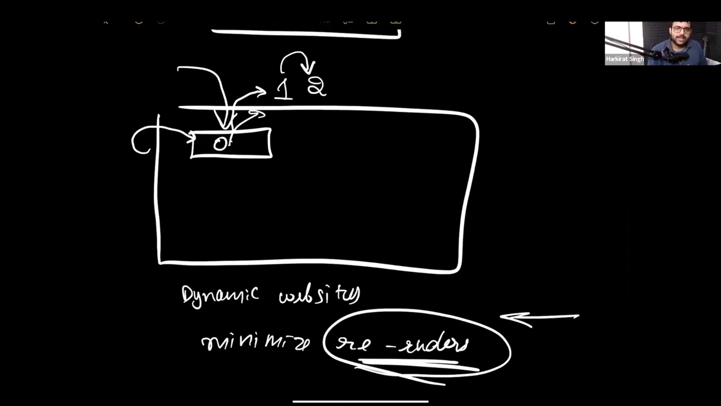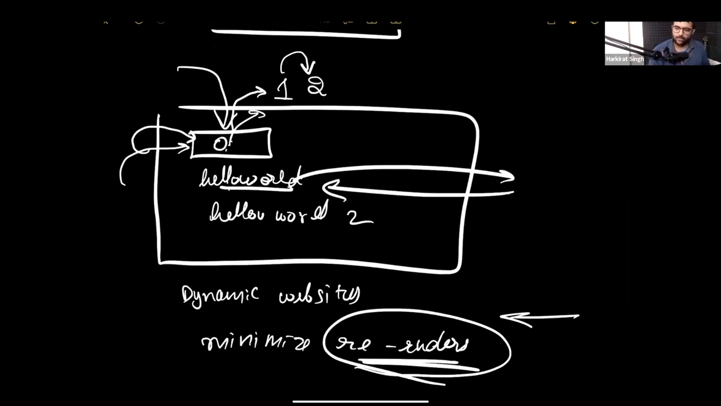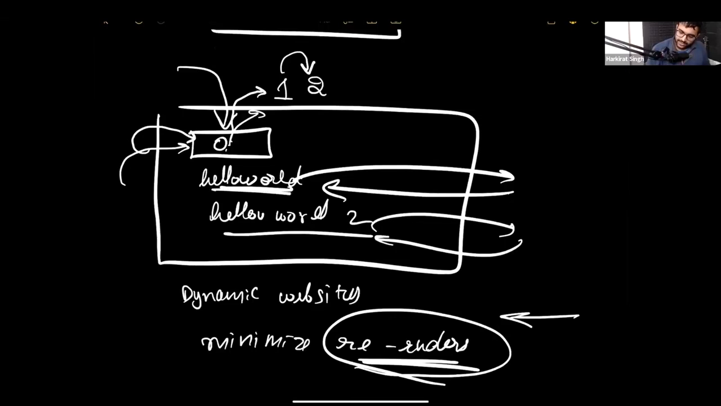You want to minimize the number of re-renders, by which I mean, let's say this is a button here and there was hello world written here, and then there was hello world 2 written here. Anytime you update this 0, should this re-render? Should this be removed from the DOM and re-added to the DOM? Probably not. Should this re-render? No need. If these are static texts, they shouldn't re-render anytime the button changes. Only the button should keep on re-rendering, right?